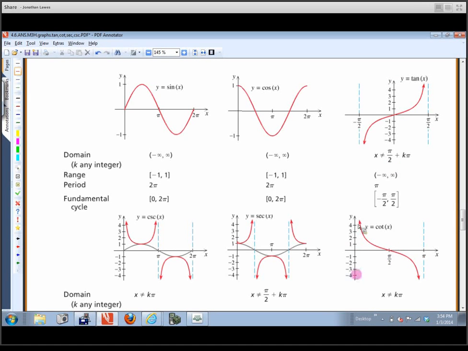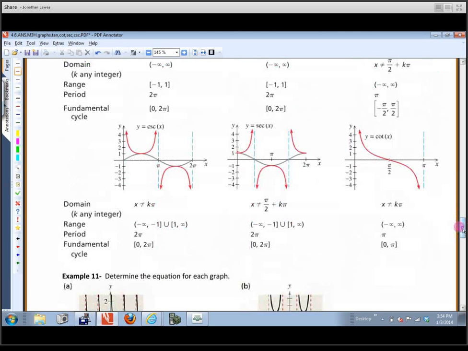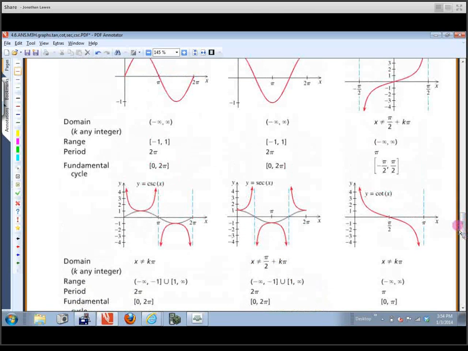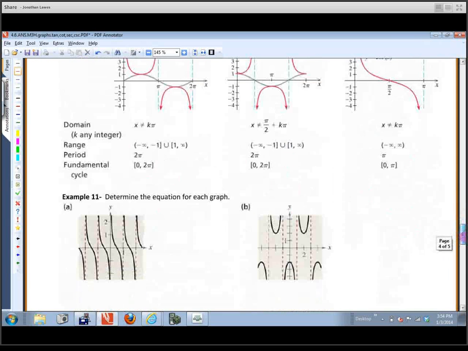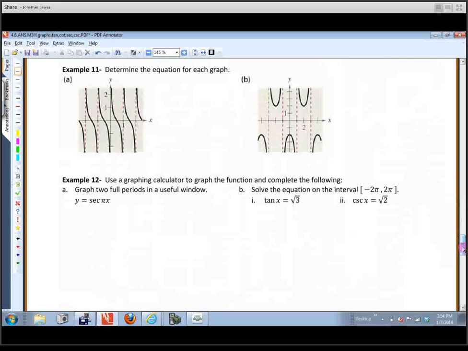You'll notice that they did start over at zero and go down for that cotangent graph. So these are the graphs that we've created today. They have the same domains, periods, amplitudes, and asymptotes and stuff like that that we've talked about. They're just all presented in one concise format. So if you need to come back and look at that, be my guest. You're welcome to do that.